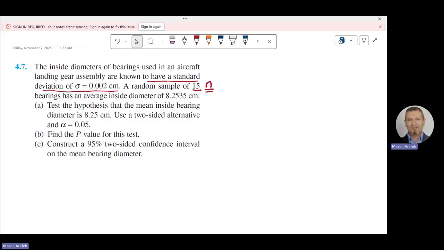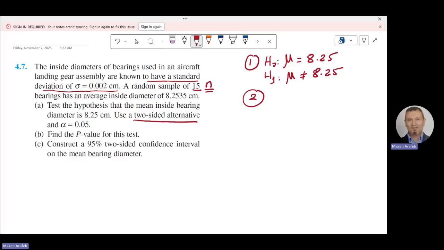Okay, so now we start by first stating the hypothesis. The null hypothesis is mu is equal to the hypothesized value, which is 8.25. And the alternative is mu is not equal to 8.25, since it told me to use a two-sided alternative. Number two, state the appropriate test statistic. Since the standard deviation of the population is known, the appropriate test statistic is Z naught equals X bar minus mu naught divided by sigma divided by square root of n.